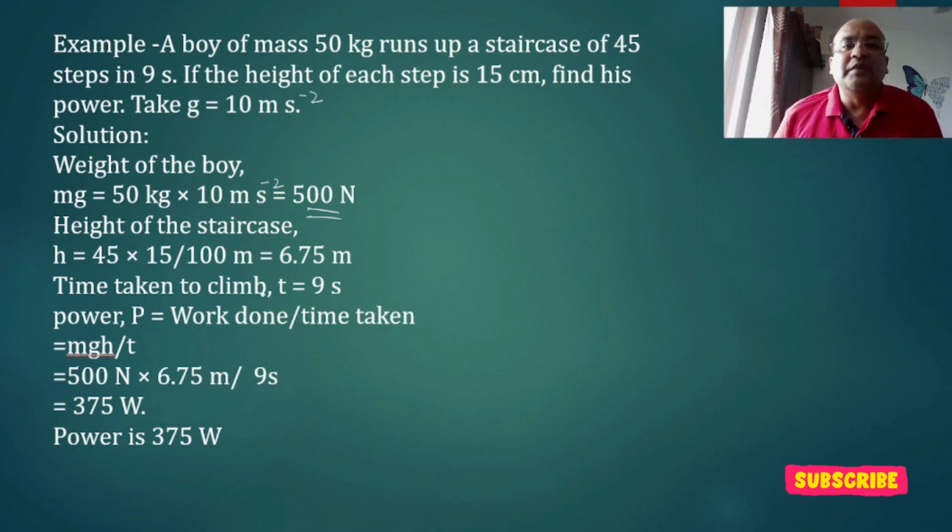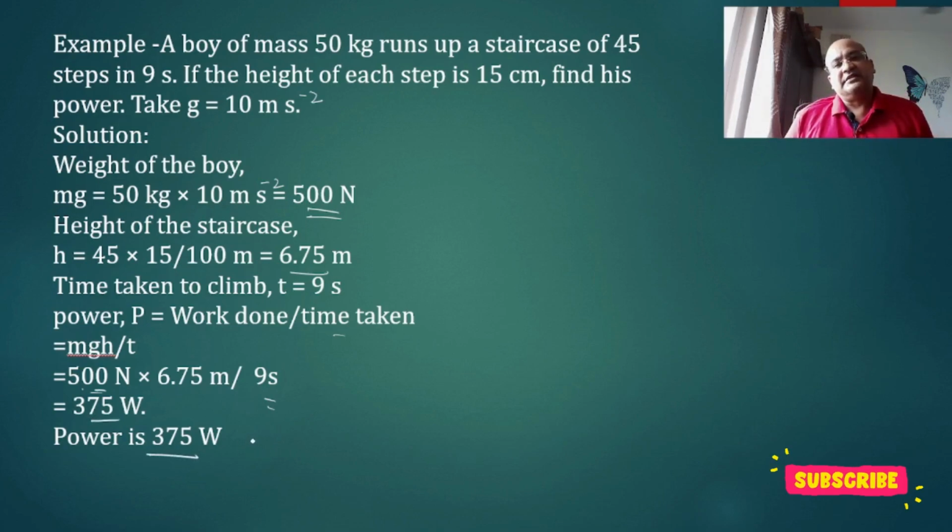The time taken to climb is 9 seconds. So power, we know, is work done upon time taken. Time taken is 9 seconds, we write down here. We have this force, this m into g, that value we put in here. The height is 6.75 meters, the height of the staircase, what we have seen. So the power we get is 375 watt.